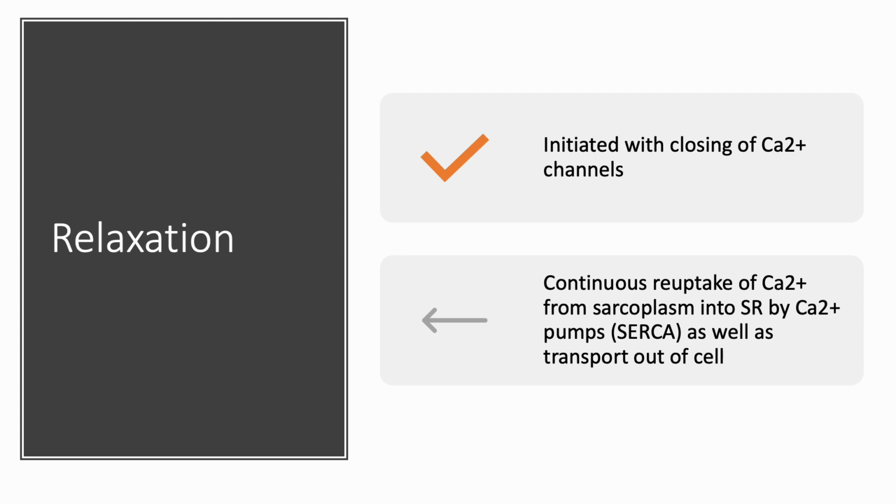Eventually, action potential stops, and we start seeing the closing of the associated calcium channels. We have continuous reuptake of calcium from the sarcoplasm back into the sarcoplasmic reticulum by the SERCA pumps. So that's continually happening, as well as the transport of calcium back out of the cell. We have things like the sodium-calcium exchanger or the primary calcium ATPase pump.